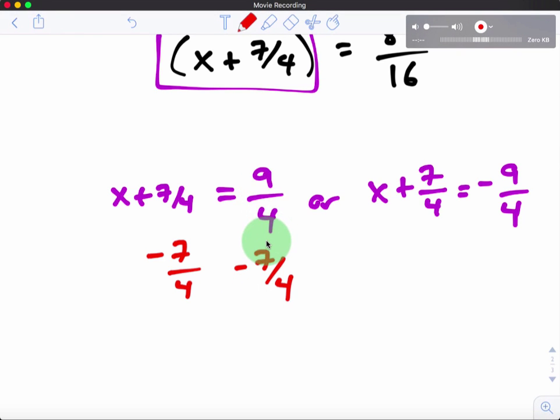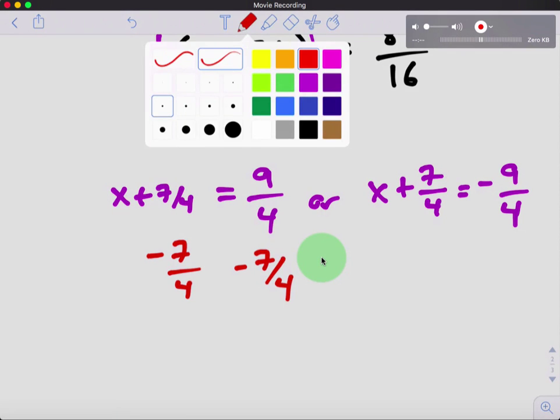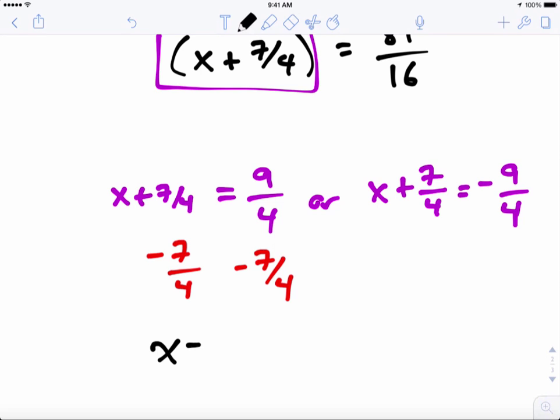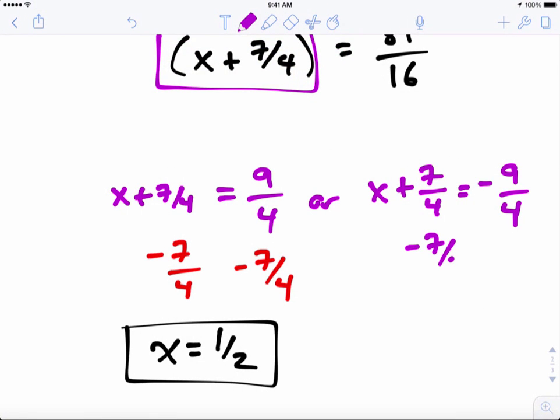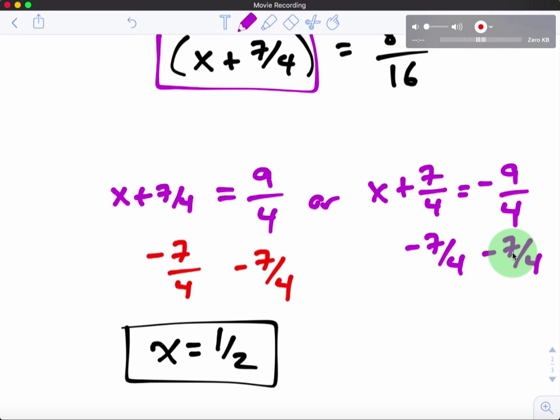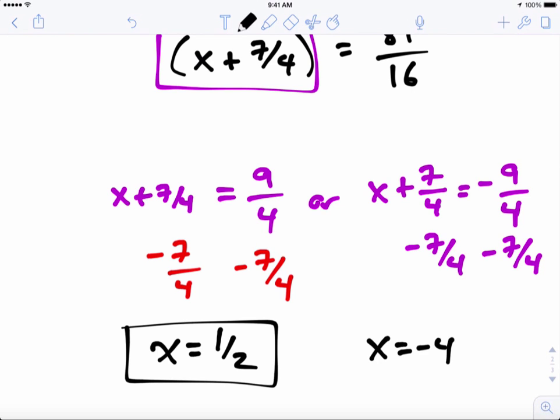If we subtract 7 fourths from both sides here, well, let's see, I think we're going to get, 9 fourths minus 7 fourths is 2 fourths, also known as a half. Oh, interesting. X equals 1 half. That's one of our solutions. Holy cow. Cool. And if we subtract 7 fourths here, negative 9 fourths minus 7 fourths is negative 16 fourths, also known as negative 4. Oh my God. X equals negative 4. Wow, we got some really, really nice solutions.